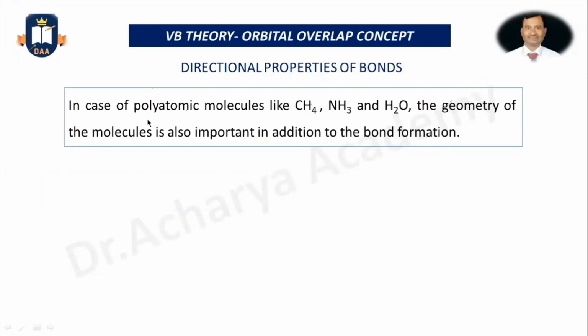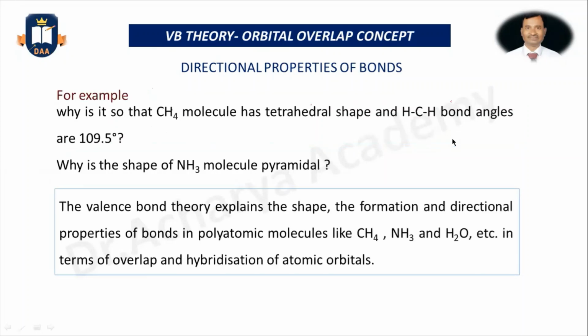Now we consider the polyatomic molecules: methane, ammonia, and water. Three examples, and their geometry in addition to the bond formation. For example, why does the methane molecule have a bond angle of 109.5 degrees, and why is the shape of the ammonia molecule pyramidal? The valence bond theory explains the shape, the formation and directional properties of bonds in polyatomic molecules in terms of overlap and hybridization of atomic orbitals.